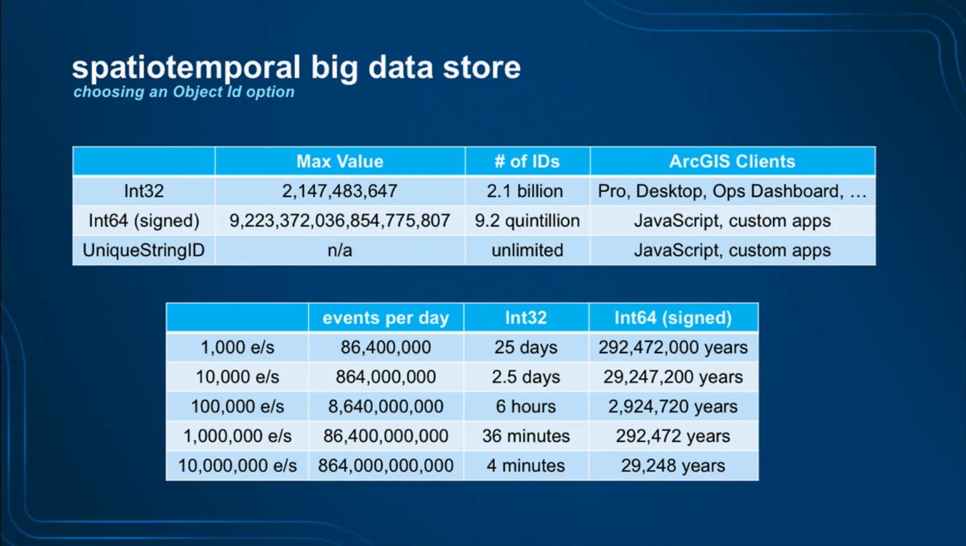And then there's also another option, if you don't ever want to run out of IDs: there's this unique string ID. That's actually the most optimal way to write data into the big data store, but it's limited in what clients can support. And it's highly unlikely that Pro and Runtime would actually support a unique string ID concept in the future. It's more likely that they would support int64, but I don't have any commitment for what the timing of that is.